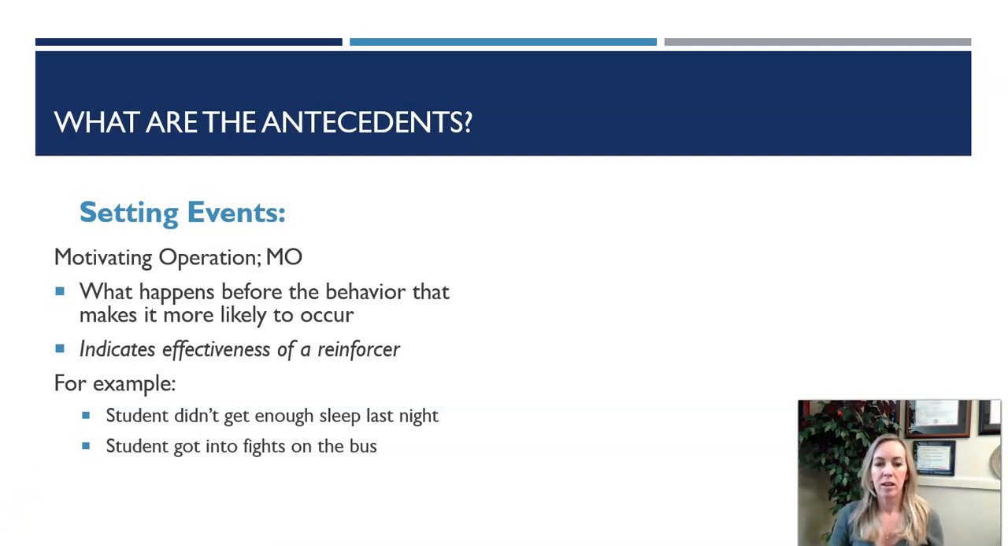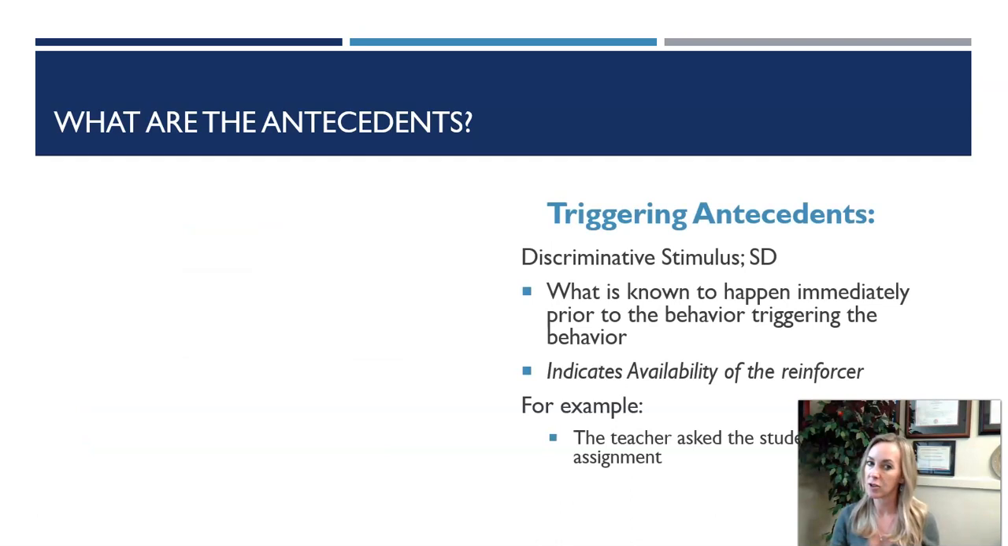Secondly, we have our triggering antecedent, which is sometimes called your discriminative stimulus, and it's noted SD. Some people call it an SD. Well, it's what's known to happen immediately prior to the behavior that triggers the behavior. So it might indicate the availability of the reinforcer.